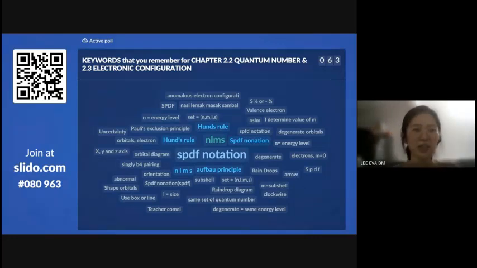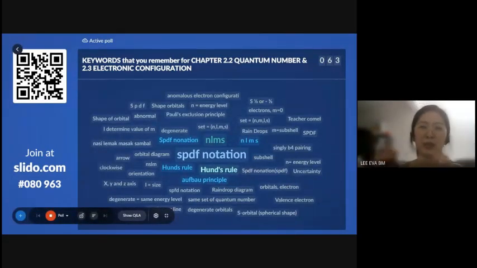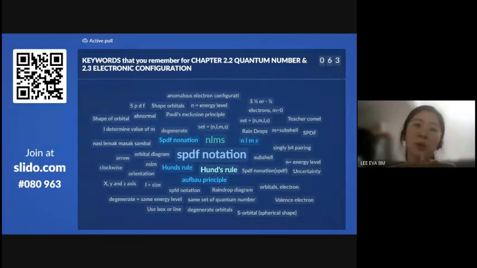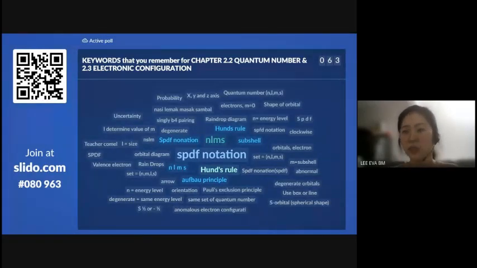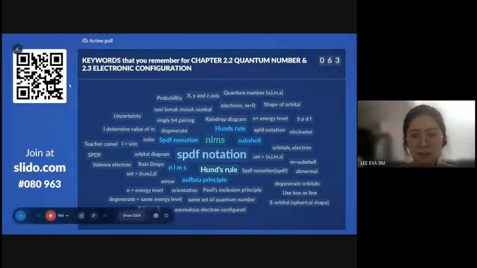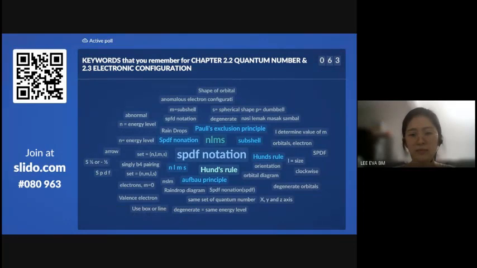Okay, very good. So that means the main things about chapter 2.2, 2.3 are slightly different from 2.1, because 2.1 is mostly calculation. Okay, so 2.2, 2.3 is mainly about new concepts that you learn and need to apply. Okay, so I think that's all. Let Madam stop the poll. Okay, so that's it for our lesson for today.